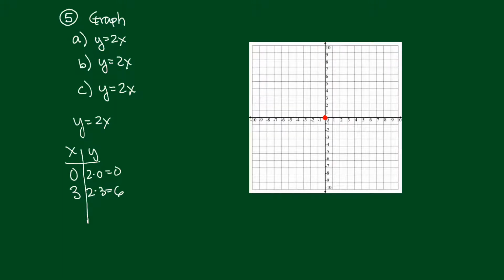So where are we here? We're at, to the right 3, up 6. So over here, start at the origin, go to the right 3, up 6. Looks like I've got that point here. To the right 3, up 6.